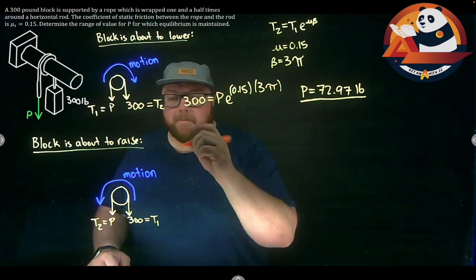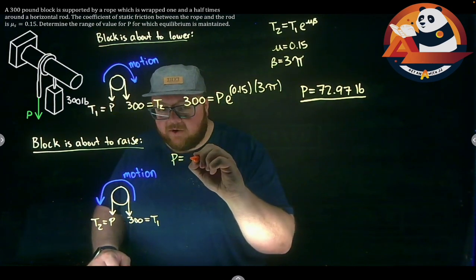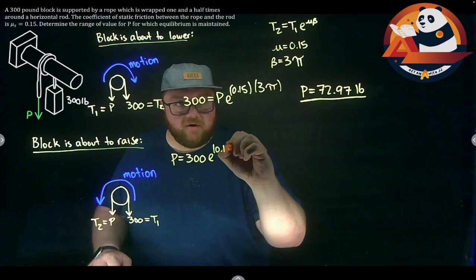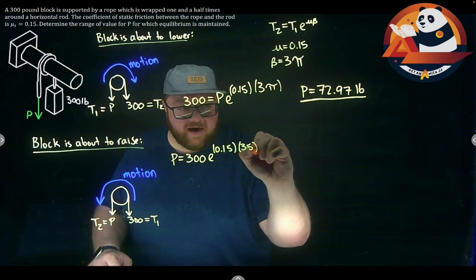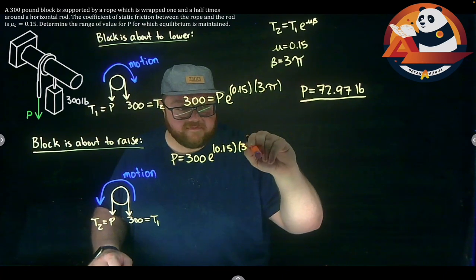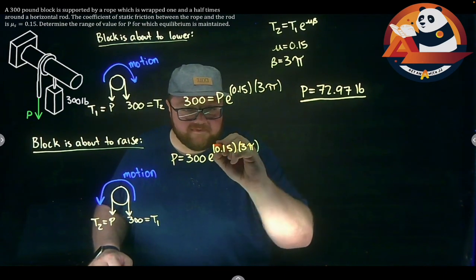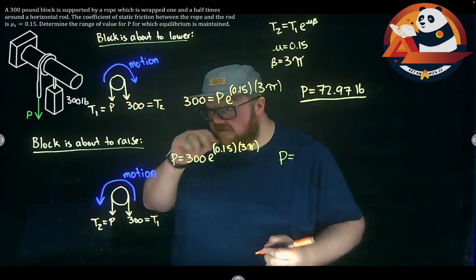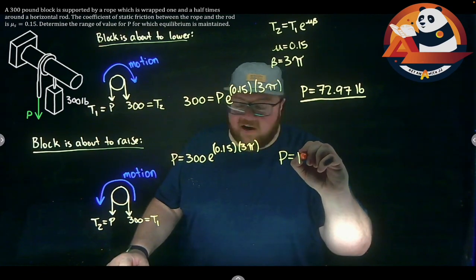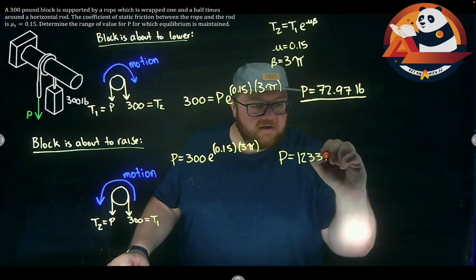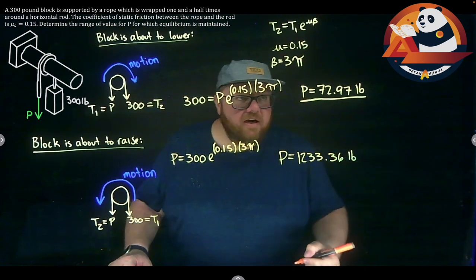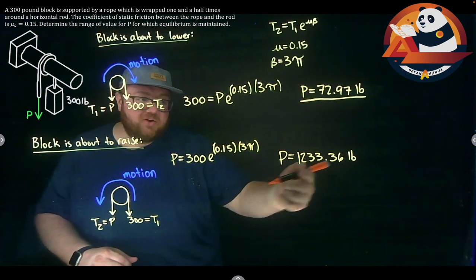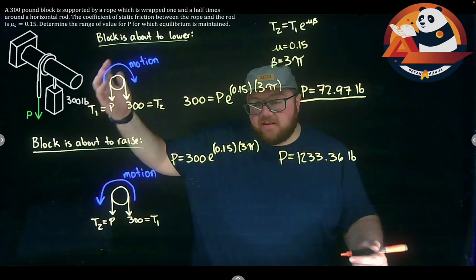T2, P, equals 300, T1, times e to the 0.15 times 3 pi. Solving for P, we get that the force that's going to start to lift that 300-pound block up is 1,233.36 pounds. So if I can pull with 73-ish pounds, I'll prevent it from dropping. If I can pull with 1,233-ish pounds, I'm going to be able to lift that box up.